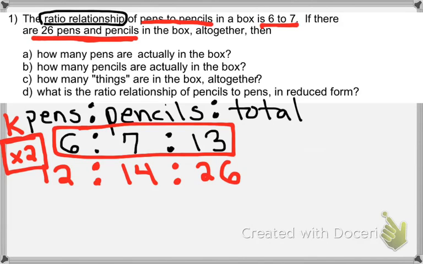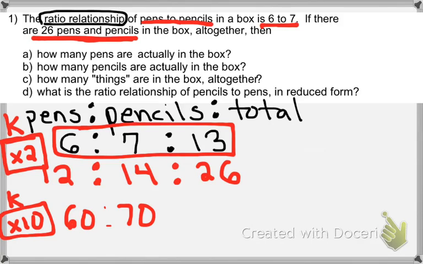So we could have used a constant K of 10, and the relationship would hold. If you had 60 pens to 70 pencils, which is 130 things altogether. Now, the rest of the question is going to choose a specific K. So, how long will this take? That'll take too long. Let's erase it.